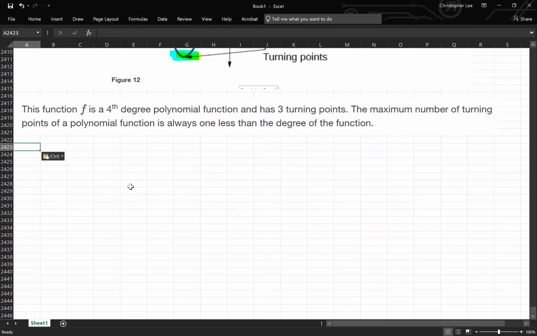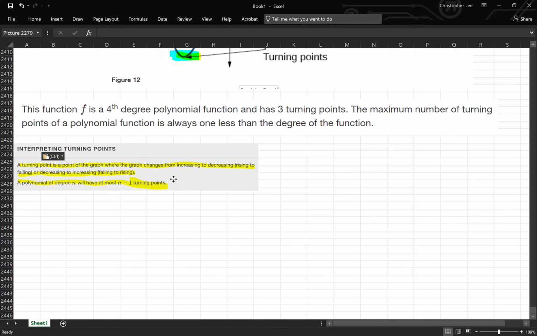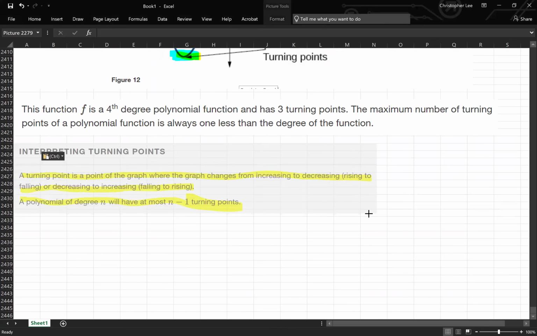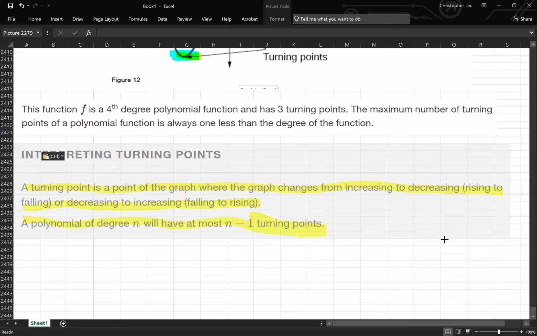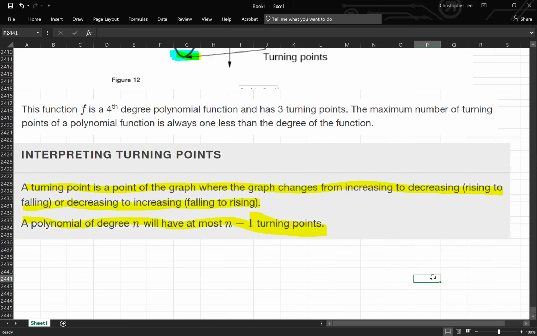I just want to interpret the turning points a little bit. Again, I'm just mentioning it. I'm not going to ask you to do it. A turning point is a point of the graph where the graph changes from increasing to decreasing, rising to falling, or decreasing to increasing, falling to rising. A polynomial of degree n will have at most n minus 1 turning points.